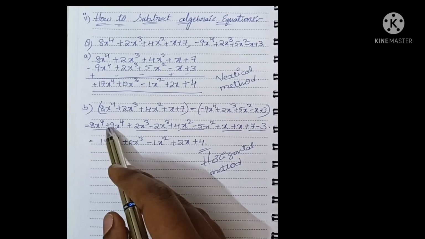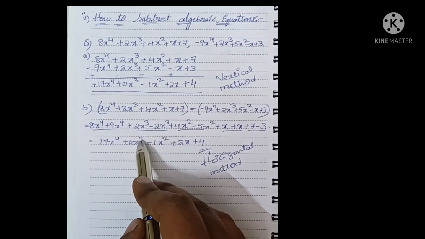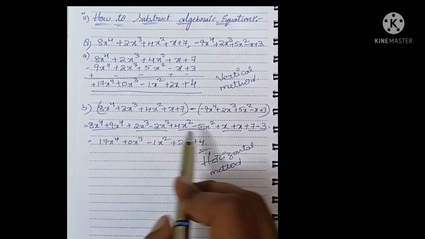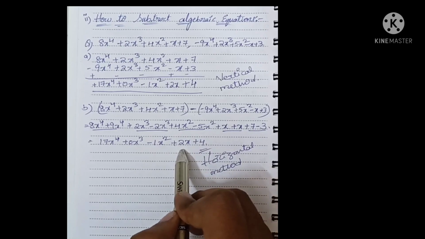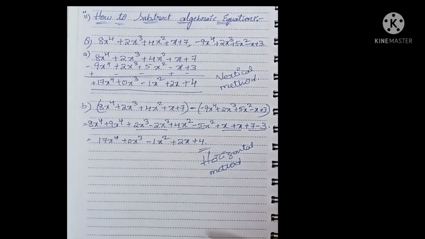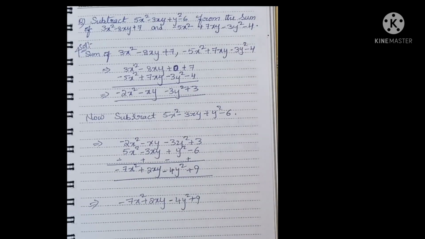8 plus 9 is 17x power 4, 2 minus 2 is 0x power 3, 4 minus 5 is minus 1x square, x plus x is 2x, 7 minus 3 is 4. This is how we can subtract algebraic expressions. So as of now you have understood the addition and subtraction of AE.